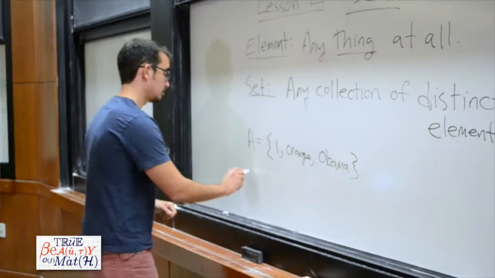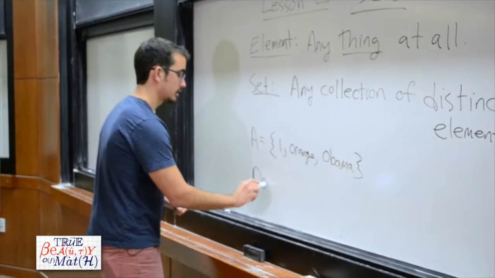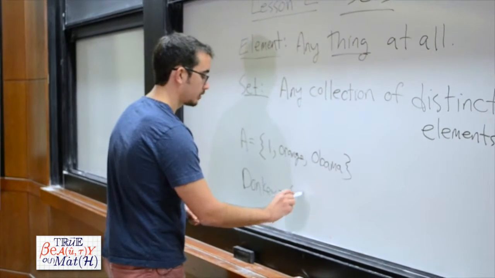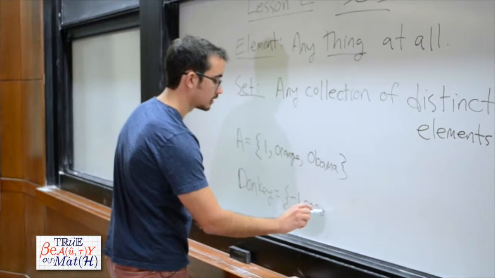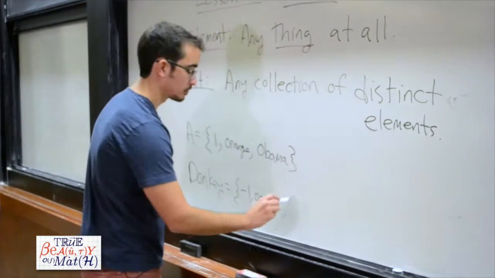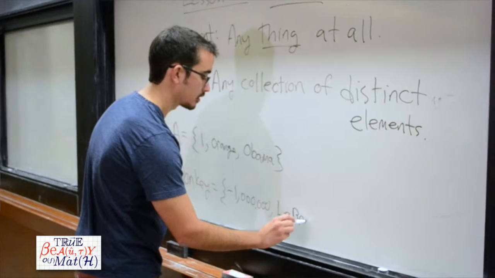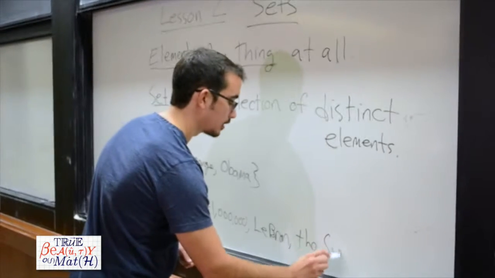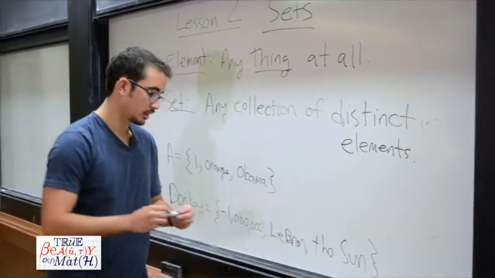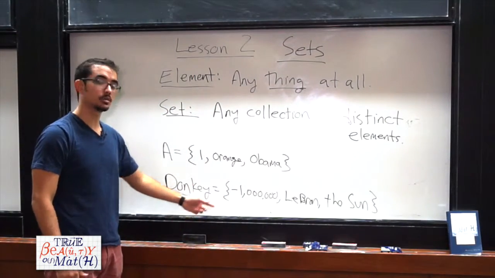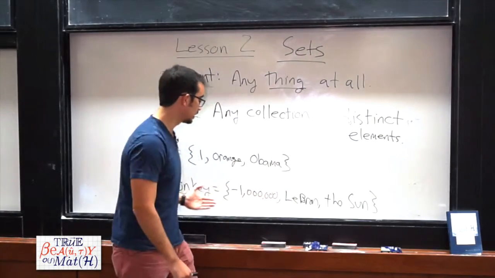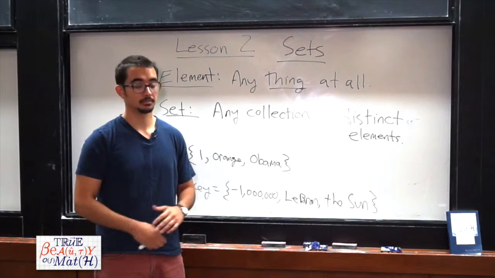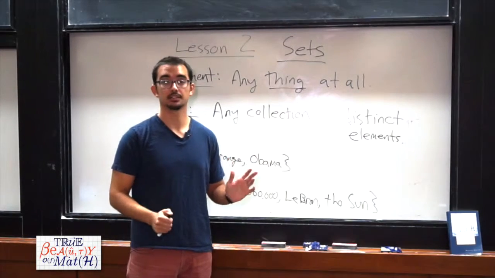Another set could be called donkey, and its elements could be -1 million, LeBron James, and the sun. This is another set with 3 elements, the notation being the name of the set equaling some curly brackets which list off the individual elements of the set. There are lots of other examples of sets, wildly, infinitely many different kinds of sets out there.